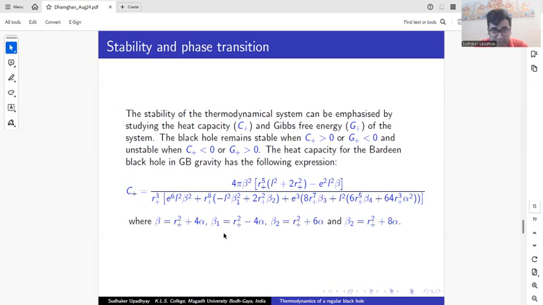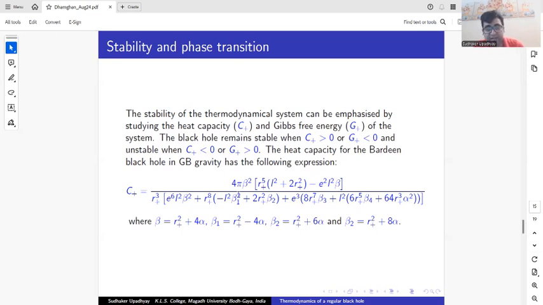It is a complicated expression. You can see there are new parameters beta, beta 1, and beta 2, which are not introduced in the theory, but this is a function of nothing but the horizon radius and the Gauss-Bonnet parameter. Here beta is r squared minus 4 alpha, beta 1 is nothing but r squared plus 6 alpha, and beta 2 is nothing but r squared plus 8 alpha. So this is the specific heat.